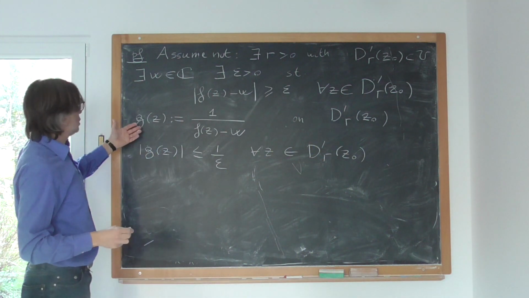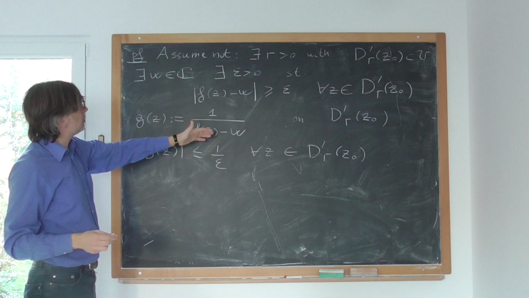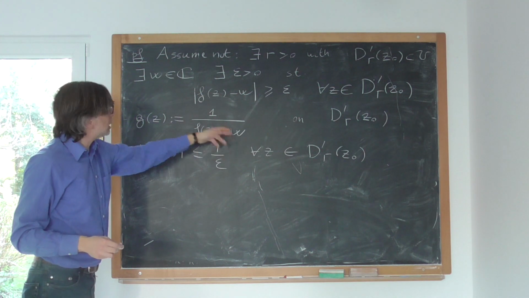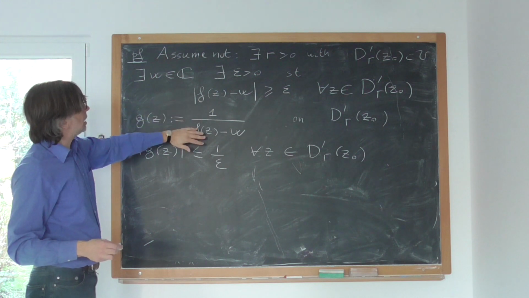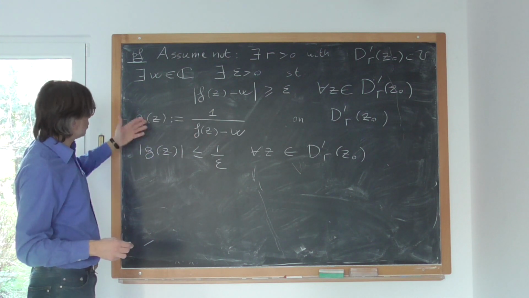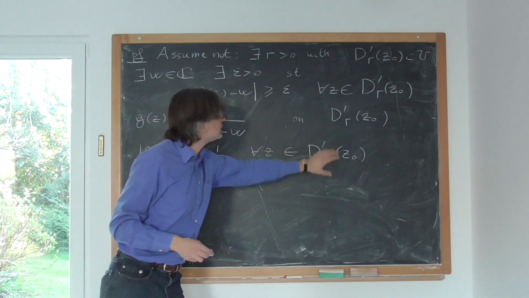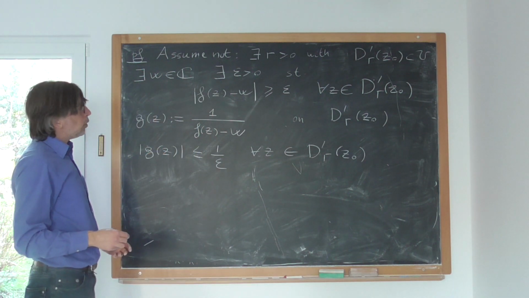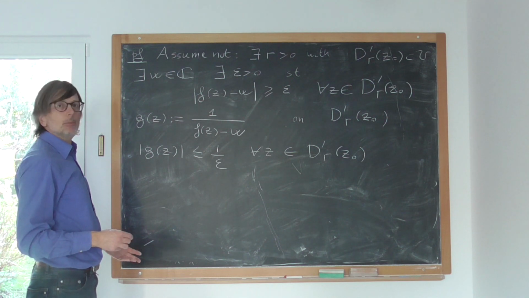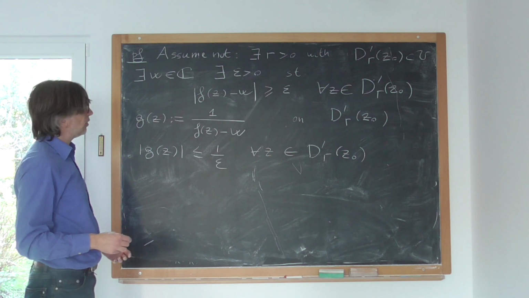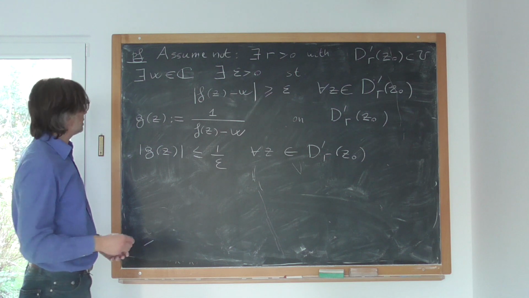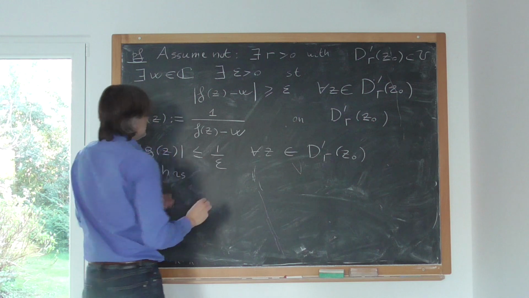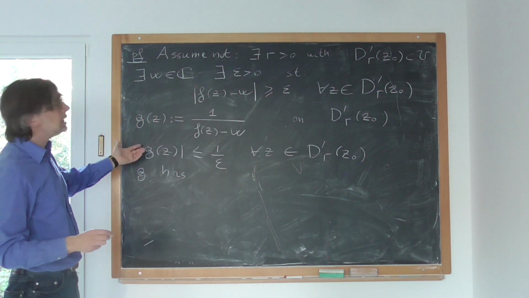So we have G. G is of course a holomorphic function. F was holomorphic. We are removing a constant and then we are taking the inverse. So G is a holomorphic function on this punctured disk and it's bounded. So the first theorem we proved today, this theorem on removal of singularities, tells us that G has a holomorphic extension. So the singularity at Z0 for G is removable.